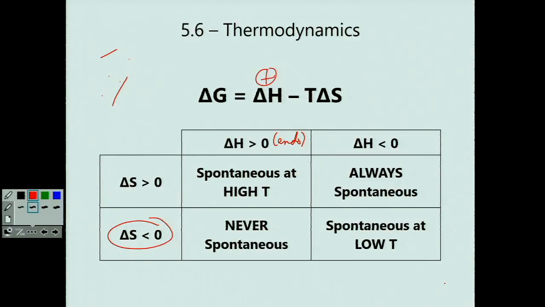So this is a positive number, right? We're talking about this scenario here. Endo with negative entropy. And then the entropy is a negative number, okay?